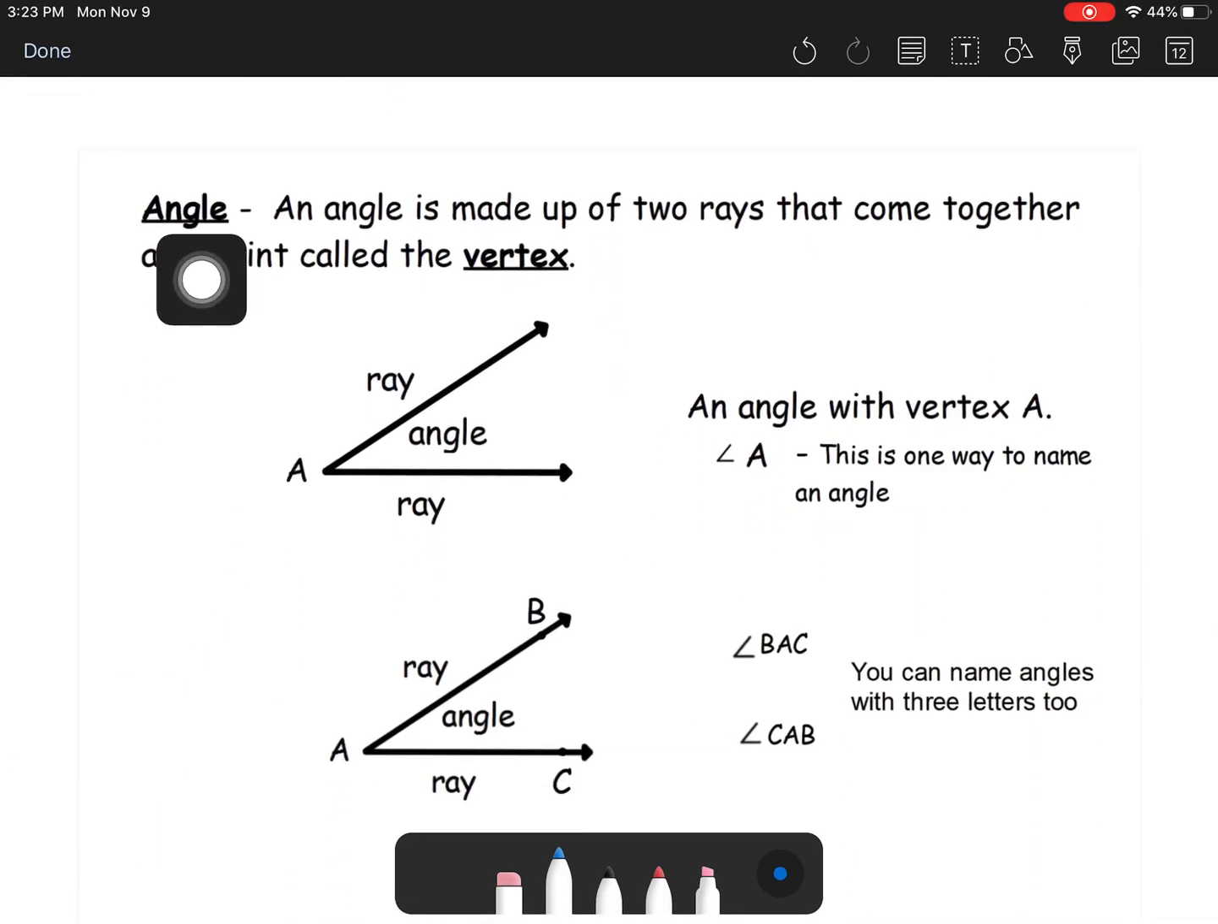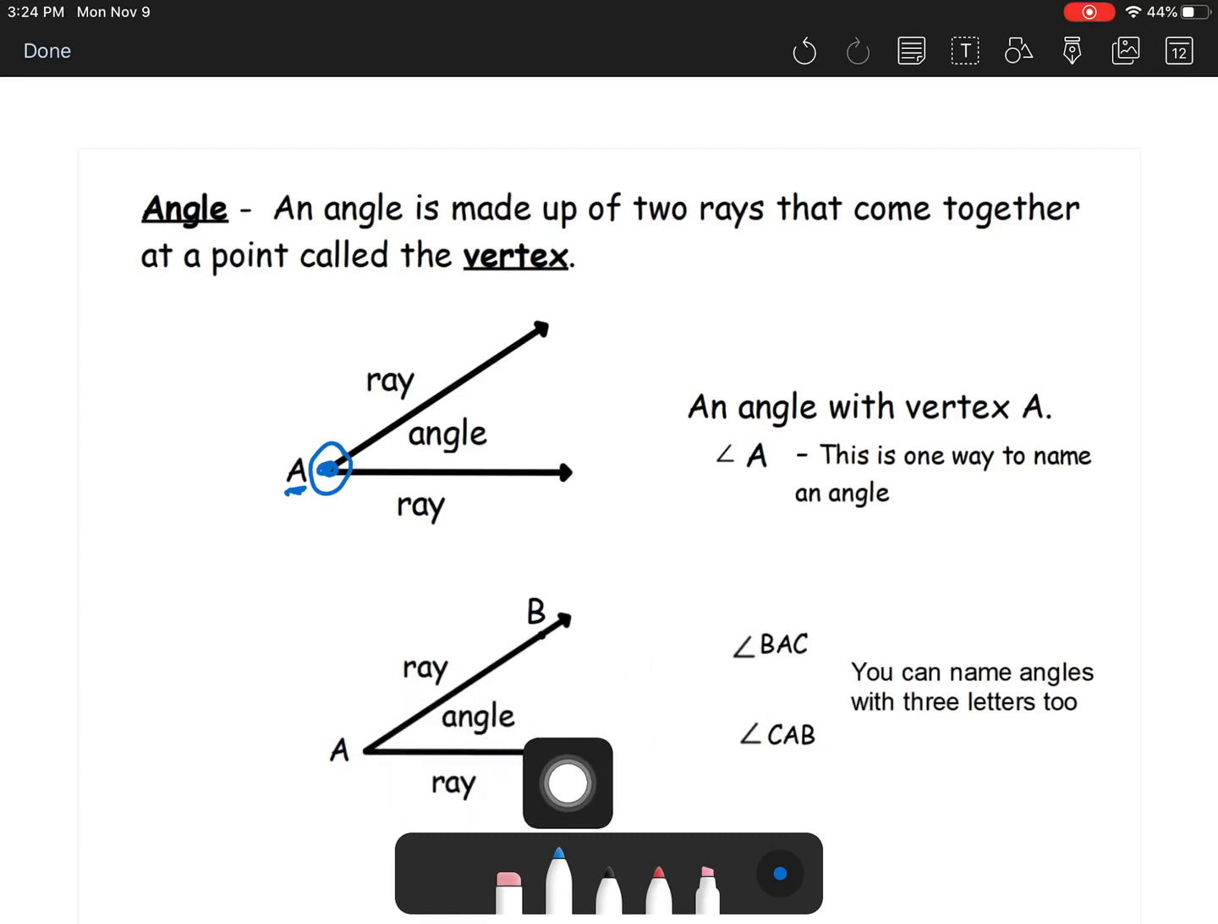Okay, so we're going to do a little introduction to some angles. An angle is made up of two rays that come together at a point which is called the vertex. The vertex is this point right here. And we just use a letter on that vertex. So we'd say an angle with vertex A, that's what we have right here. So we could call it angle A, that's your angle symbol, just that little acute angle that they draw. And it's one way to name the angle.